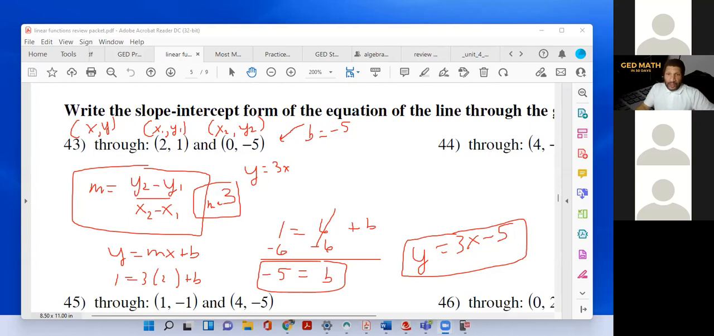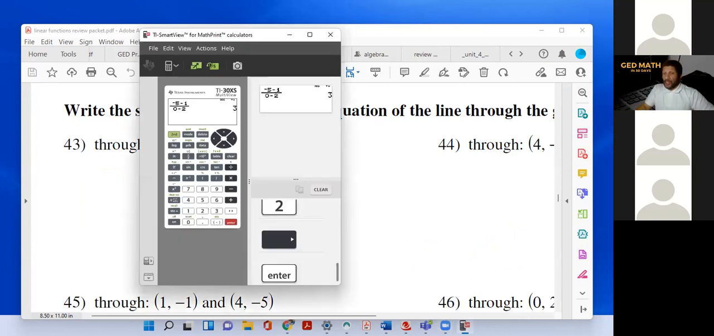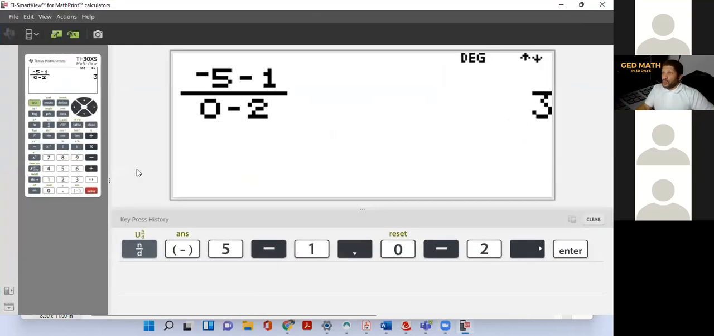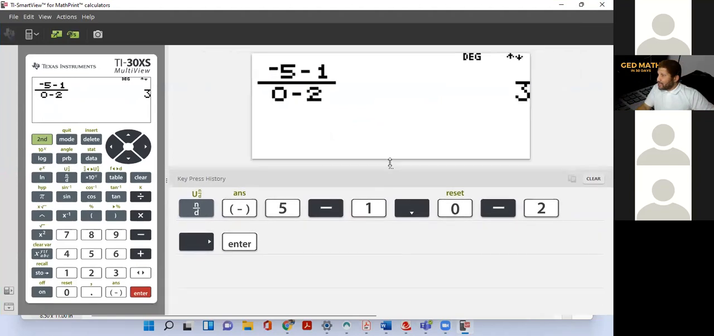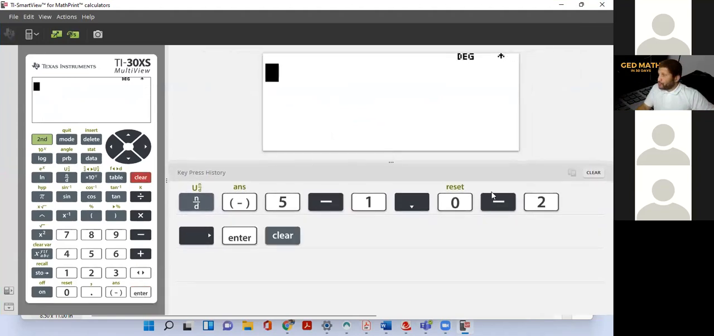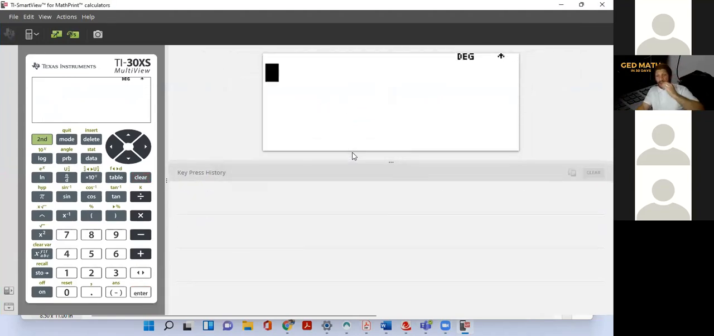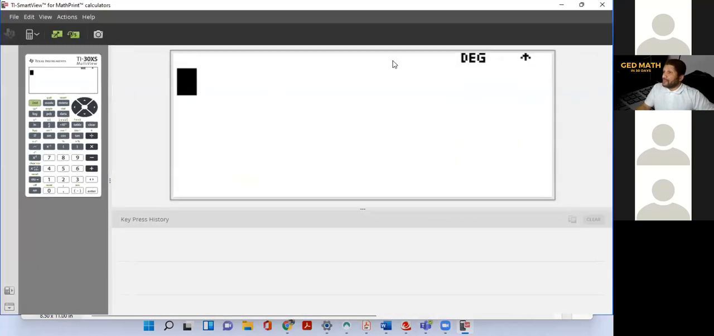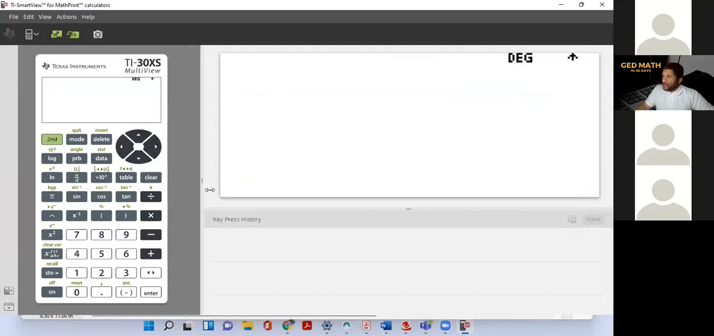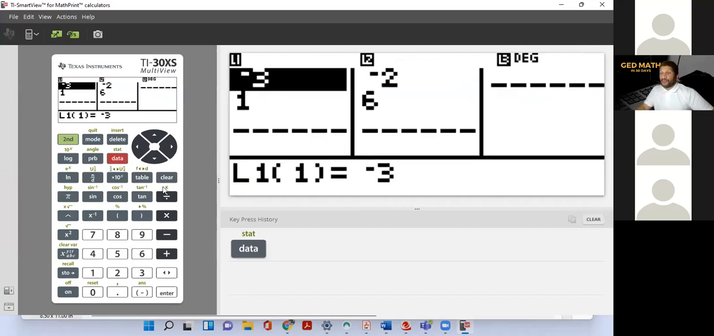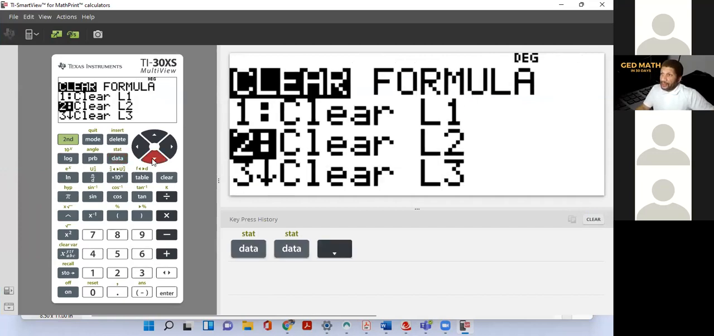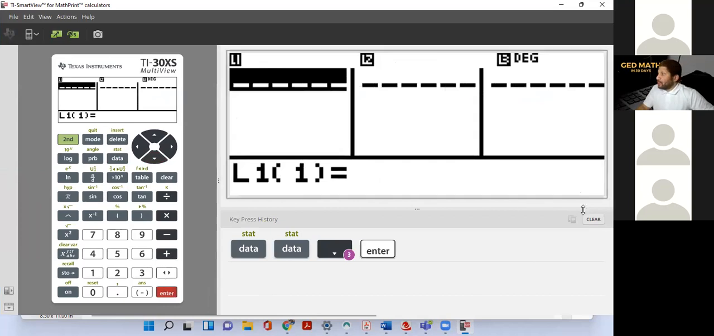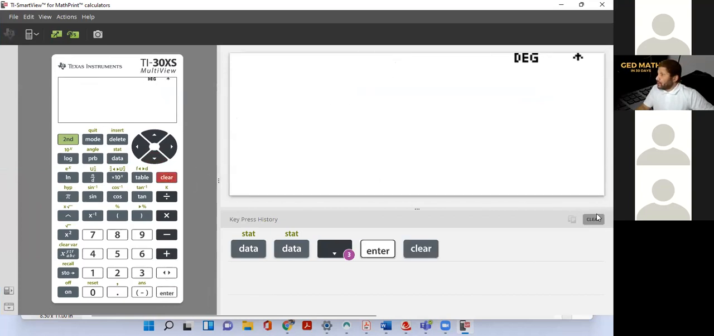Watch this, 2, 1, and 0, -5. Let me clear the screen so I can actually show you, because the harder problems on this test you can do in this calculator quickly. My 2 points, I forgot the 2 points already. Was it 2 and 1 and 0 and -5? Let me put it back. I'm going to go to data. I have to clear my data out. Let me clear everything out first.